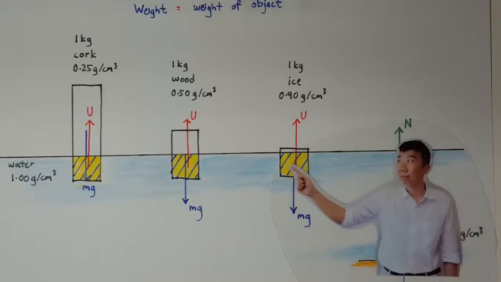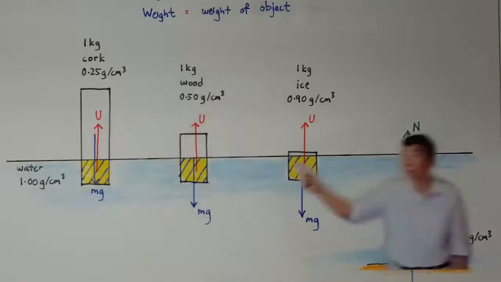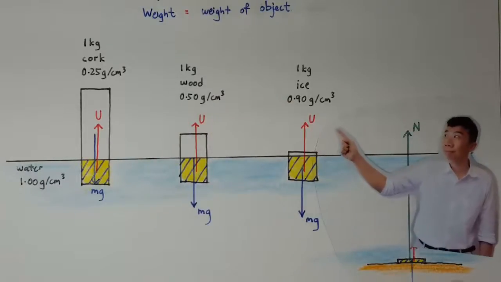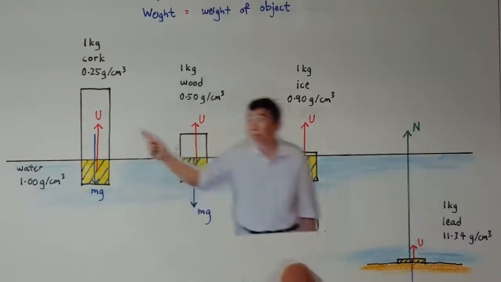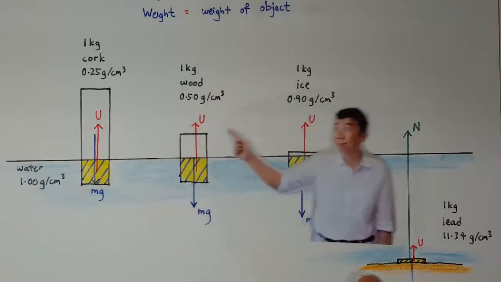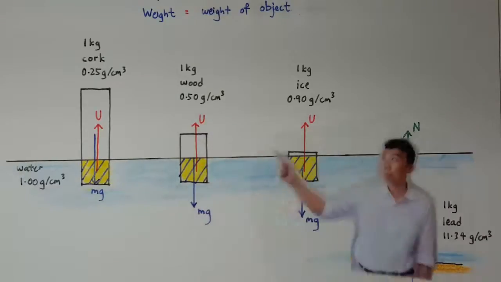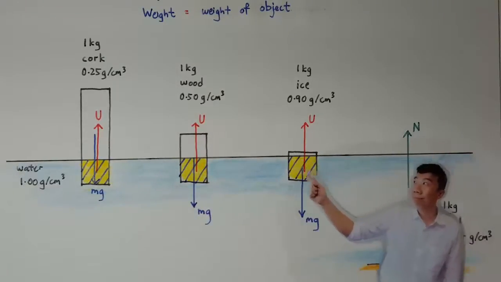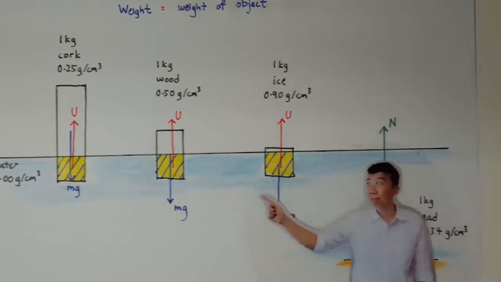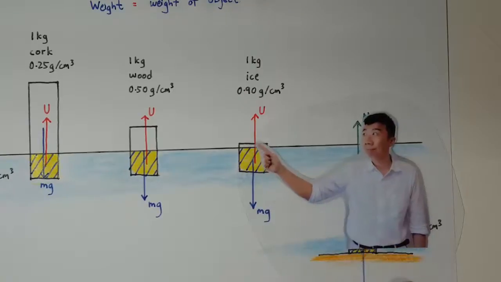So before we get to lead, let's ask a question first. Among these 3, which one displaced the most water? It's all the same, right? Because they are all 1 kilogram each. So to stay afloat, all of them must have displaced 1 kilogram of water. So the amount of water displaced for each case is exactly 1 kilogram. It's all the same.